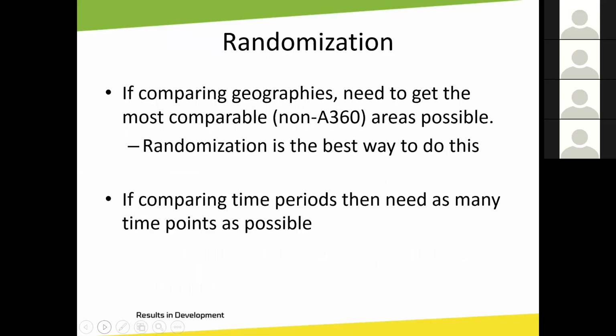So linked to this, a key concept in outcome evaluations is randomization. This is where interventions are randomly allocated, so they're allocated by chance and not purposely allocated to populations or areas or time periods. If we're comparing geographies, we need to get the most comparable non-A360 areas as possible. And randomization is the best way to do this. So this is why randomized control trials are often used to evaluate interventions and are considered a very rigorous, high-quality evaluation design.